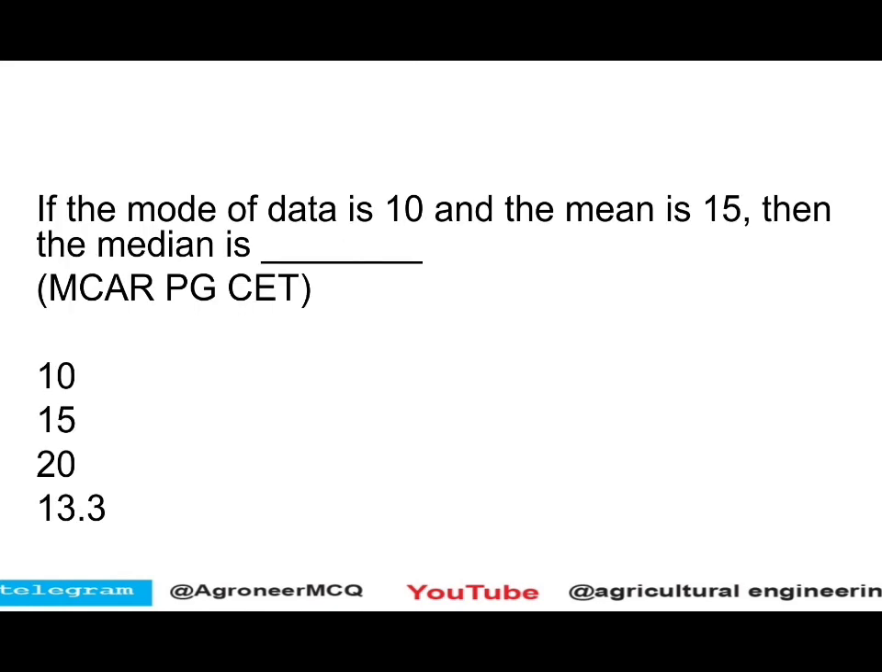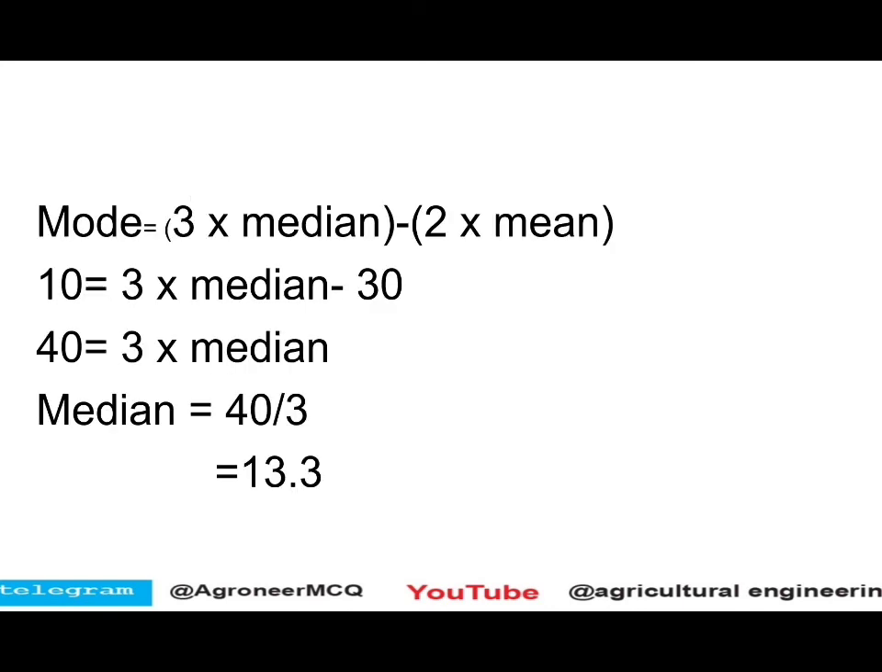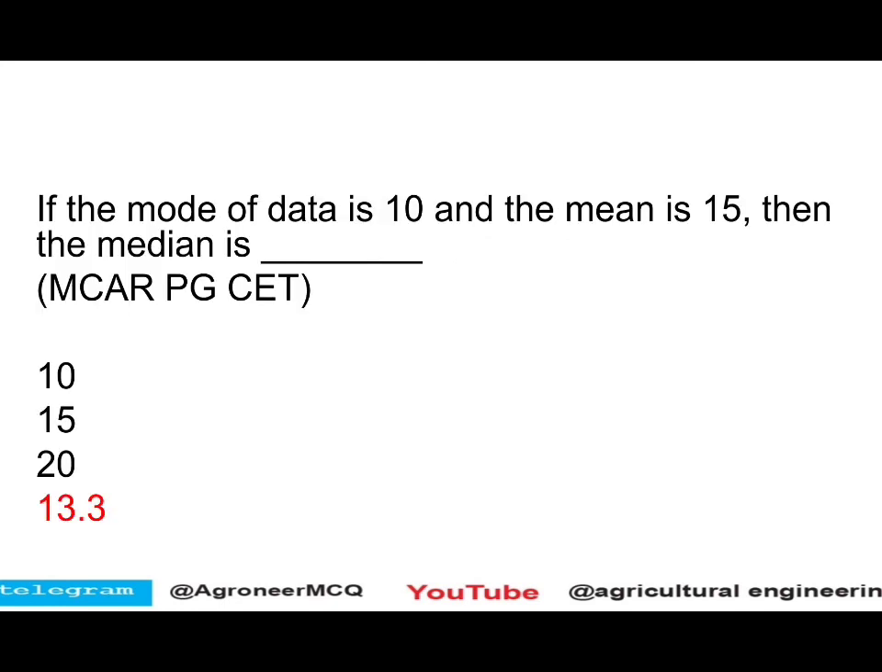In MCAR PGCET, they asked one question: if the mode of data is 10 and the mean is 15, then what is the median? Here in this case we have to utilize this relationship between mean, median and mode. So mode is equal to 3 median minus 2 mean. 10 is equal to 3 into median minus 30. So we will get 40 is equal to 3 into median. Median is equal to 40 divided by 3, which is nothing but 13.3. So our answer is 13.3 is the median if mode is 10 and mean is 15.